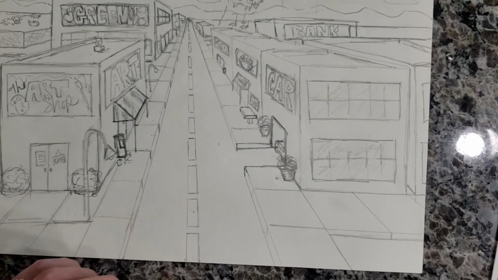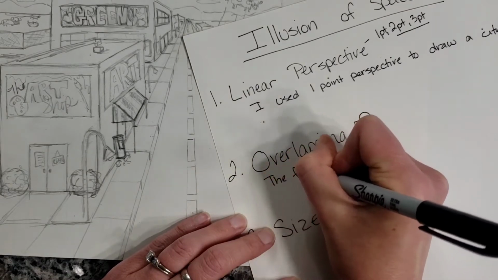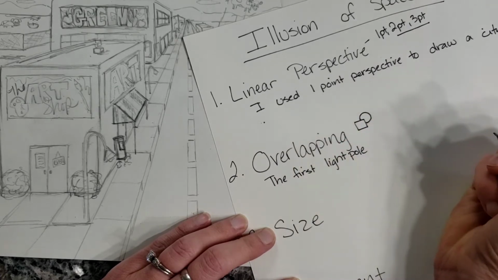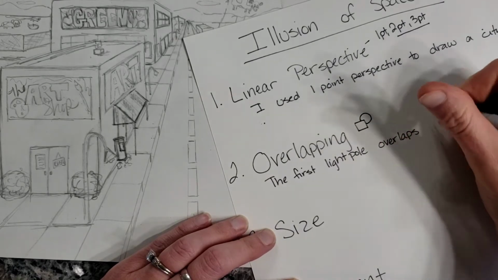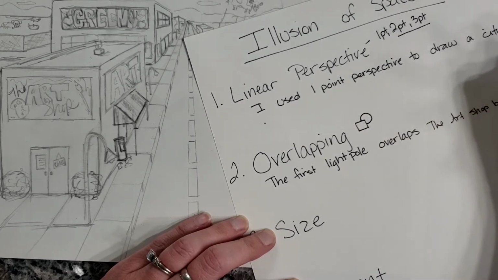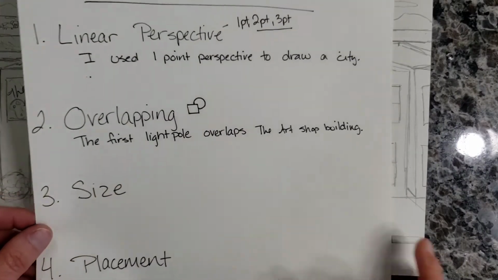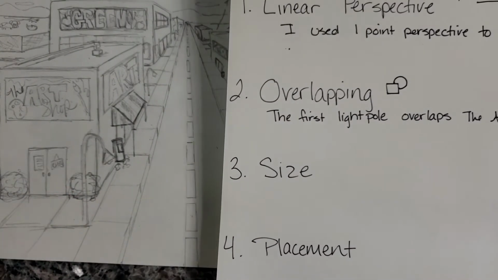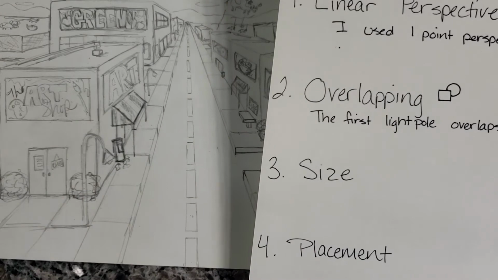So I'm just going to say one example. So I'm going to say the first light pole, not sure if that's one word or two, overlaps the art shop building. So there's an example of overlapping. The first light pole overlaps the art shop building. And these things seem really simple when you're like, well, yeah, that's how you do it. But when you're having to verbalize it, it tends to get a little tricky.